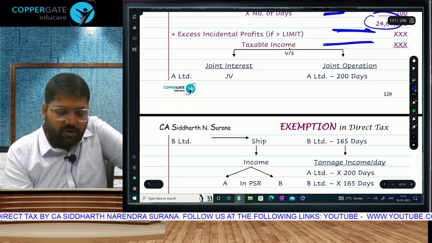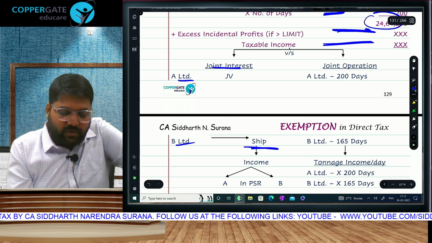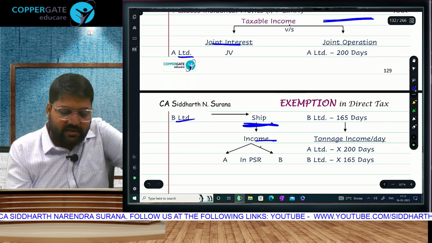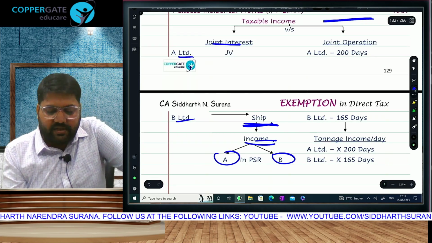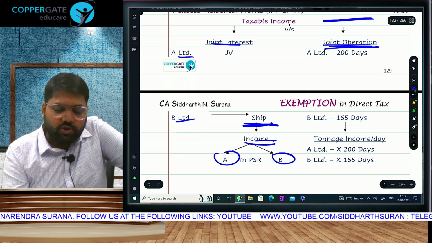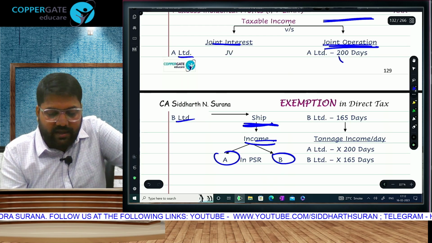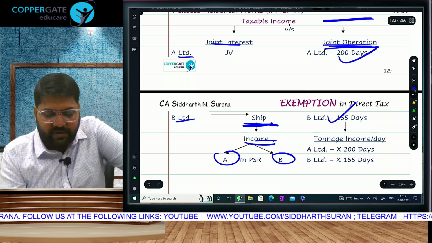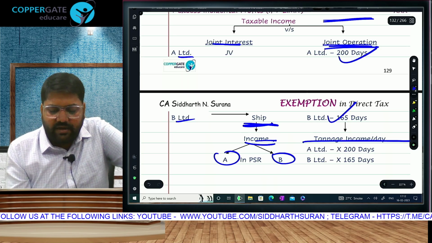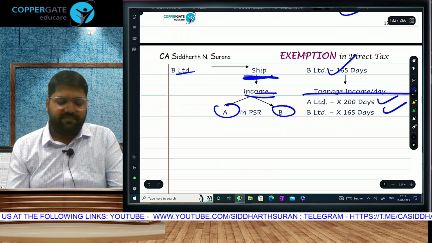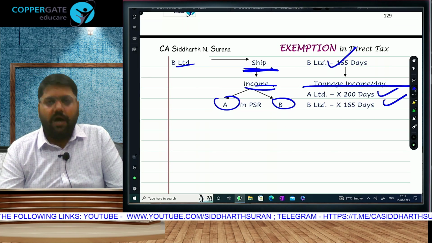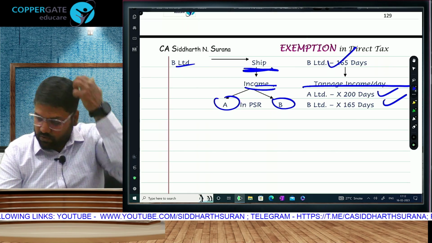There is a concept called joint interest, where two companies are together owning a ship. Then calculate the income and divide the income in the profit sharing ratio. And there is a concept called joint operation, where A has operated for 200 days, B has operated for 165, no problem. Calculate the income per day and multiply by the respective number of days. This is how our chapter Tonnage Tax Scheme is going to operate.